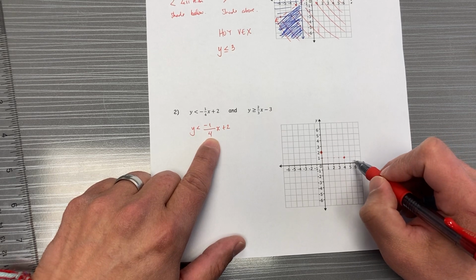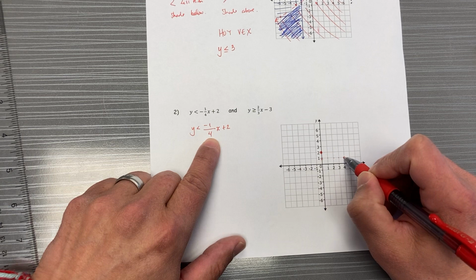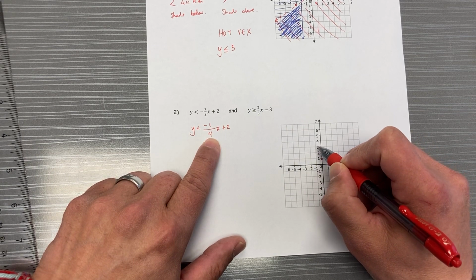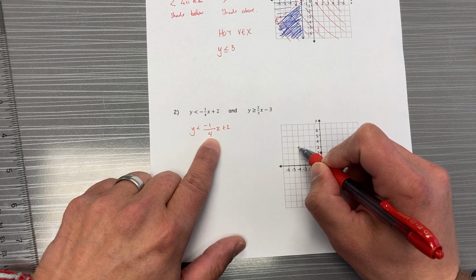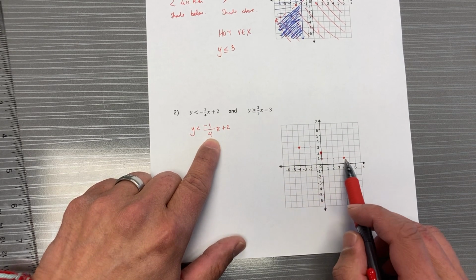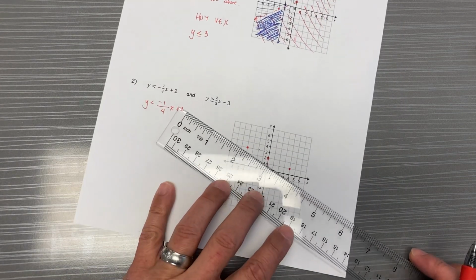But remember, we can always go backwards, right? So if I go down 1, to the right 4, and if I go backwards, I can go up 1 and to the left 4. 1, 2, 3, 4. You see that? So this pattern still works, right? And it's important just to know how to go backwards as well.